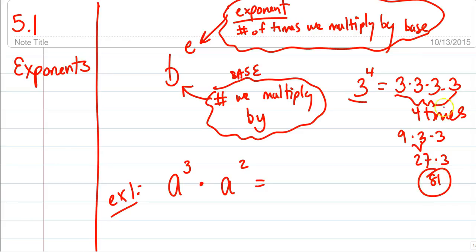Okay? Some of you would have done these two to make a 9, these two to make a 9, and 9 times 9 is 81. I'm fine with that as well.